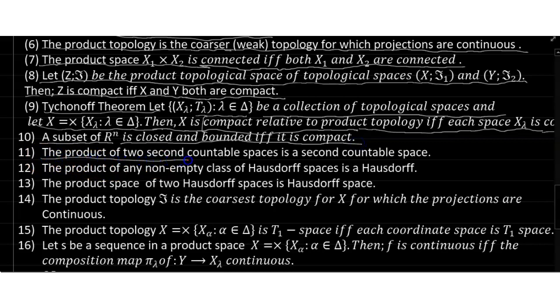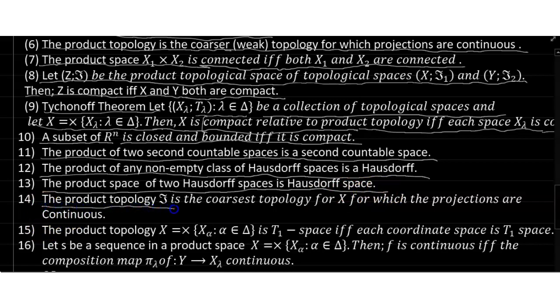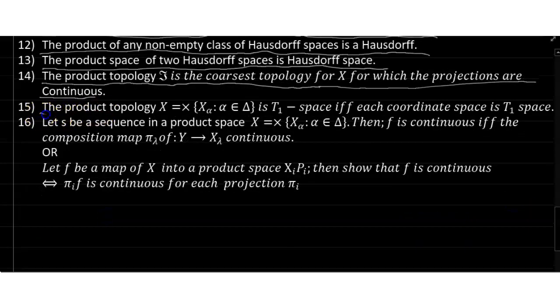The product of two second countable spaces is a second countable space. The product of any non-empty class of Hausdorff spaces is Hausdorff. The product space of two Hausdorff spaces is a Hausdorff space. The product topology tau is the coarsest topology on X for which the projections are continuous. The product topology X = the product of X alpha, alpha belongs to Delta, is a T1 space if and only if each coordinate space is a T1 space.